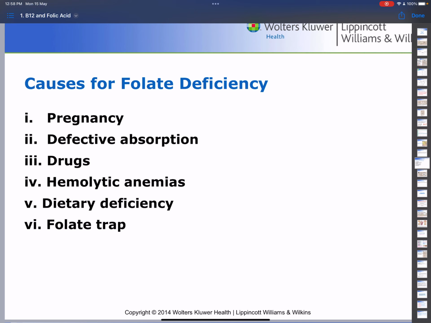Now, deficiency of the folate itself could be due to pregnancy, because of the consumption, or multiple pregnancies. Absorption process is defective. Certain drugs like antimicrobial agents, hemolytic anemias, dietary deficiency because they are not fortified or the diet is not fortified, or something called folate trap. Folate trap, the folate is not recycled again to be active. This is what's called folate trap. That's why folate is linked to B12.